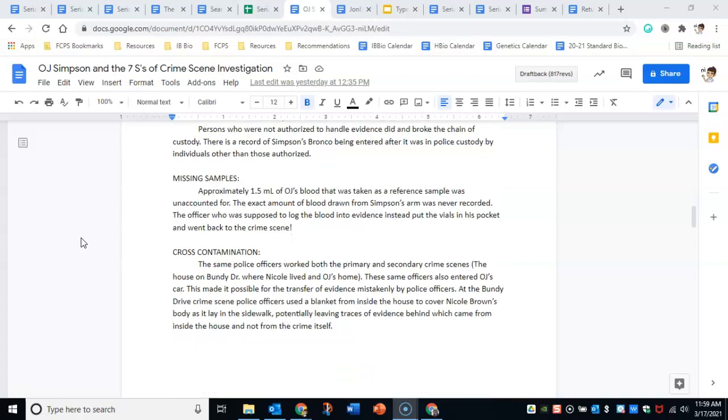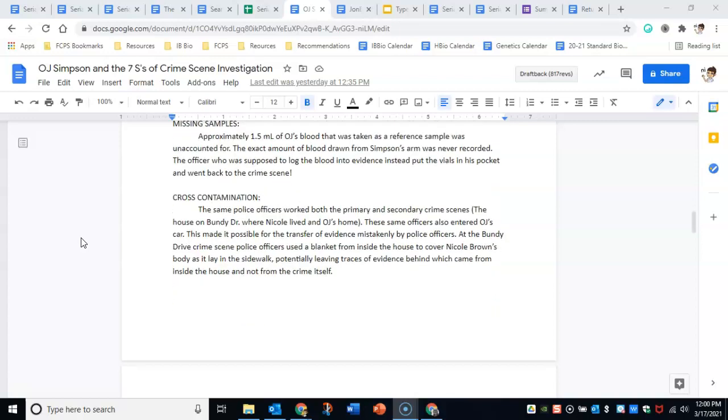Missing samples. Approximately 1.5 milliliters of O.J.'s blood that was taken as a reference sample was unaccounted for. The exact amount of blood drawn from Simpson's arm was never recorded. The officer who was supposed to log the blood into evidence instead put the vials in his pocket and went back to the crime scene.